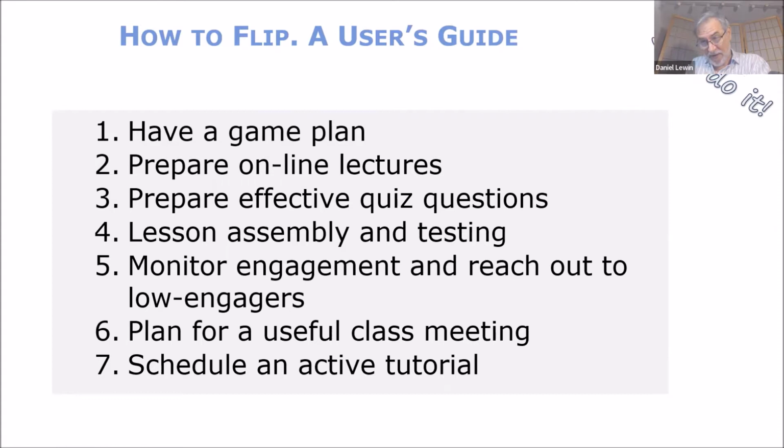It is very important to monitor engagement and to reach out to low engagers. This is super important. You need to plan for a useful class meeting. You've made this time, right? So think what you're going to do in class. It's going to be really value added for the students. And you need to schedule an active tutorial and make sure students work for themselves. Now let's go into those 7 points one by one in detail.